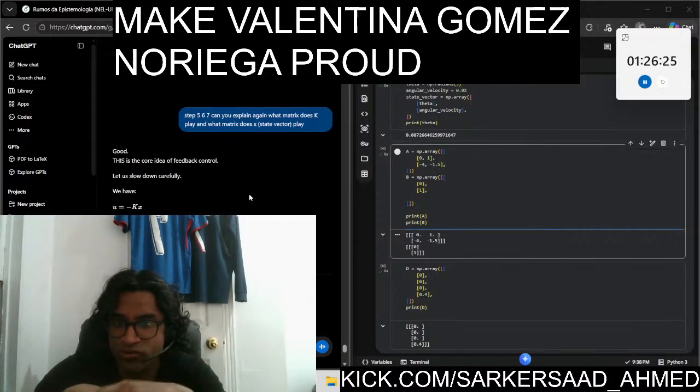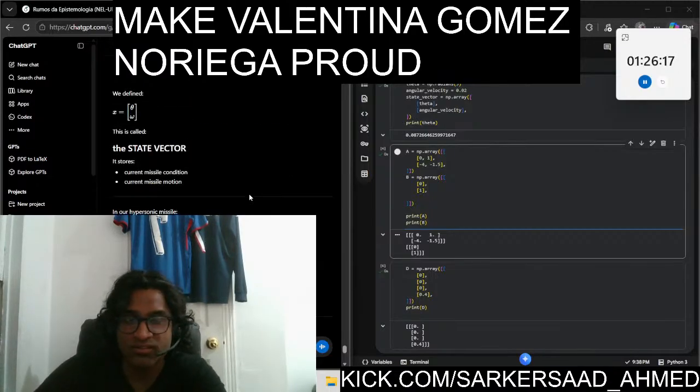So we have u is equal to minus kx. Two major objects, x and k, do completely different jobs. What does the state vector x do? x is theta and omega, so it's called the state vector. It will store the current missile condition, the current missile motion.